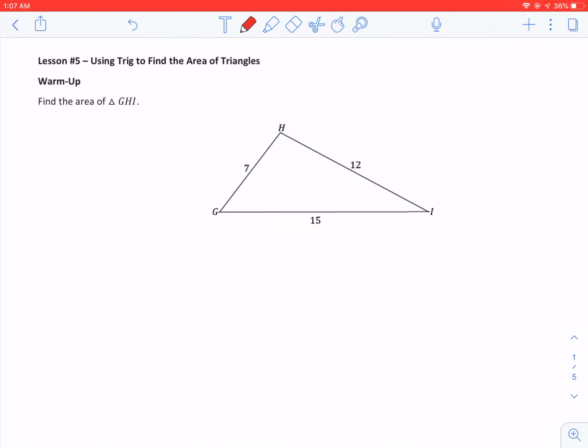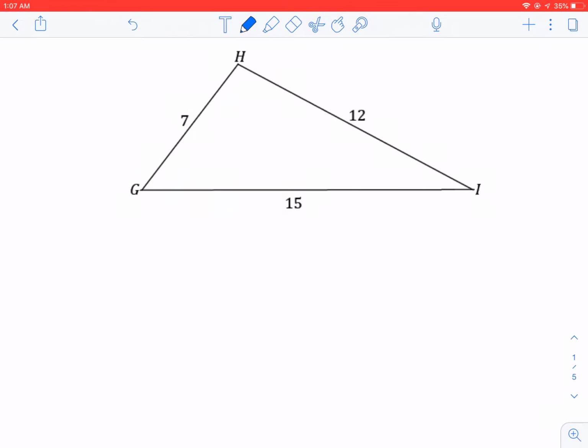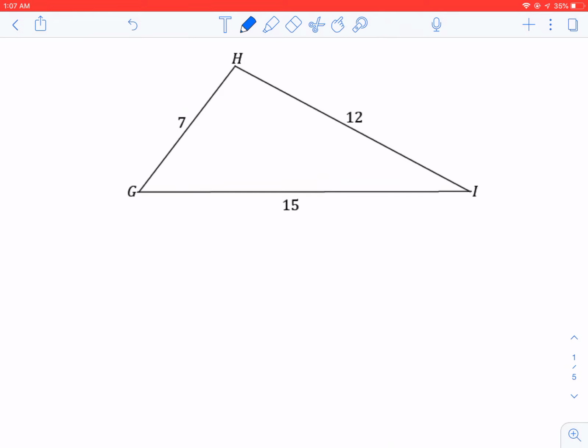So try this for a warm-up. This is actually a pretty difficult problem, right? But give it a shot. Alright, hopefully you gave it a shot. But let's see how we're going to do this.